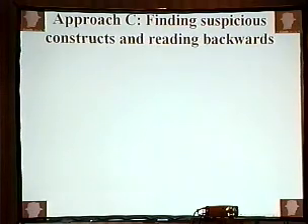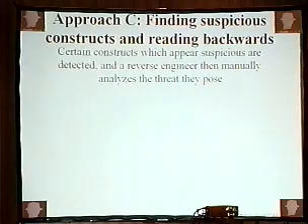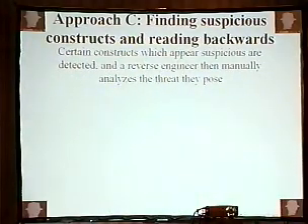Okay, the third approach is what I use. I'm a lazy bastard, so I figured out a way to make things easier for me. Basically, I define a bunch of common mistakes that apparently all closed source programmers repeatedly make. And then I scan for them in the binary, identify the suspicious constructs first, and then I know that there's a bug. And then I read the code backwards to see how the program actually came to this point.